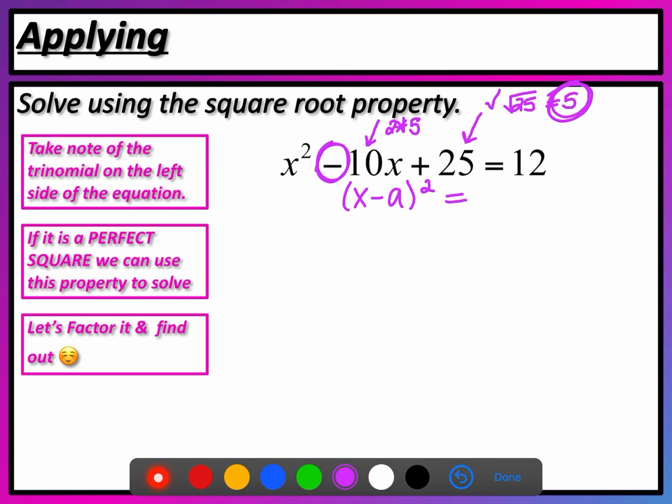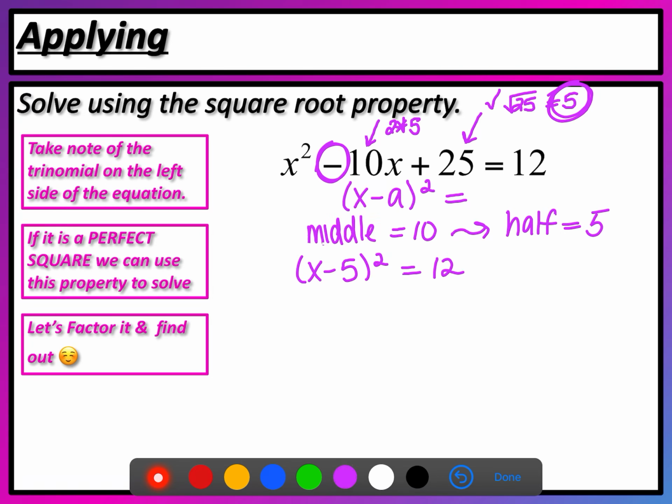If you noticed in the last example and in this one, the third term of the trinomial, the one that we checked to be a perfect square, it's always been plus. Okay, and that's not a coincidence. All right, so we take half the middle term. So the middle is 10. Half that is 5. So squared form for this one will be x minus 5 squared.